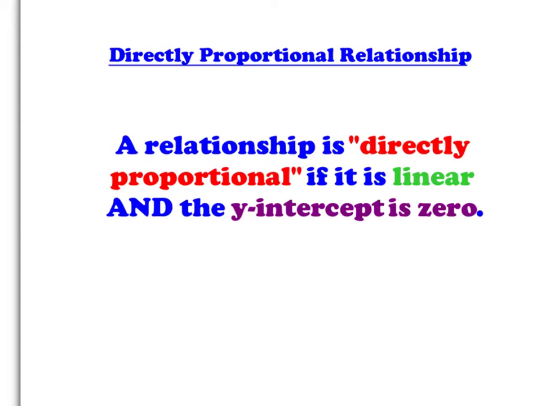In this video, you will learn to identify if a relationship is proportional or non-proportional. Here's the definition of a directly proportional relationship. A relationship is directly proportional if it has two things. It needs to be linear, and it also needs to have a y-intercept of 0.